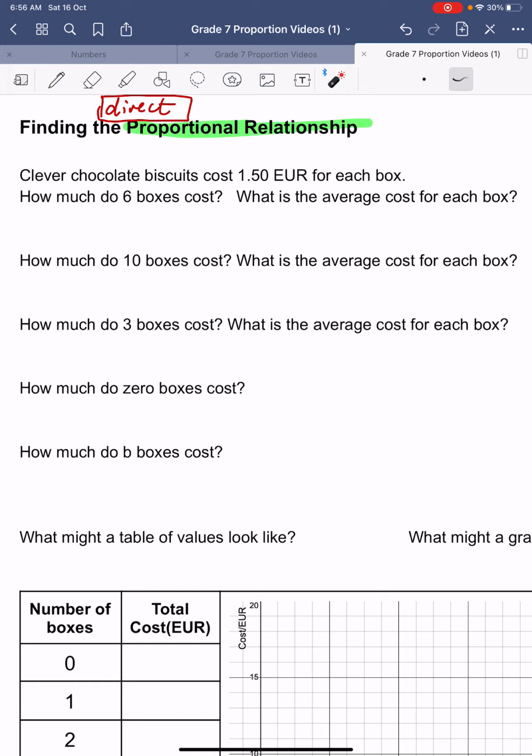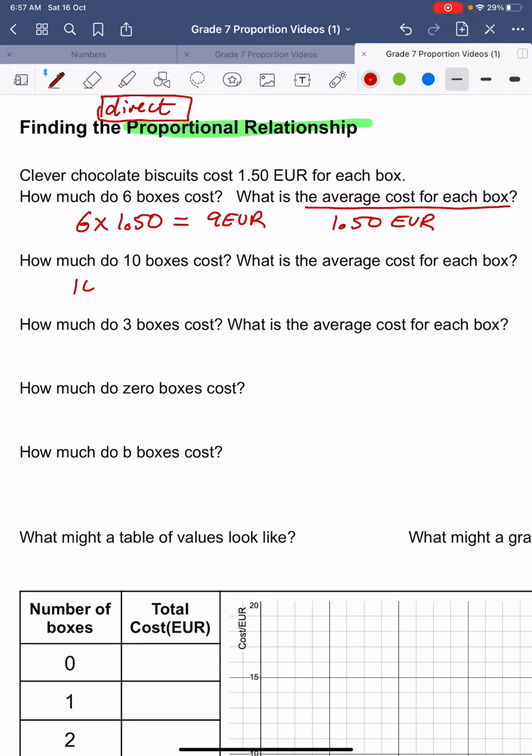As you read the question, this seems okay to do. This surely is just 6 times €1.50, which is €9. And then what is the average cost for each box? Well, it's pretty obvious, right? It's just that €1.50. And then 10 boxes for the next question. How much do 10 boxes cost? 10 times €1.50 equals €15.